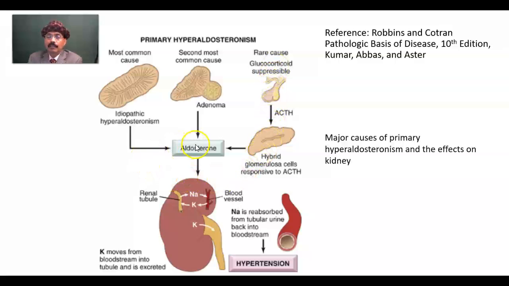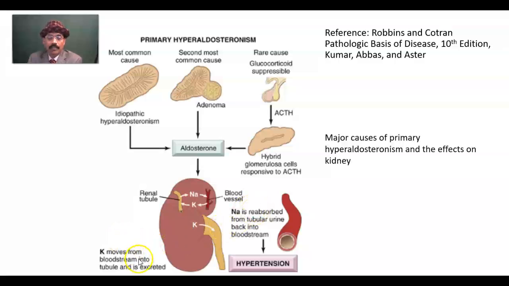Okay, aldosterone high, what will happen? Sodium and potassium handling will be altered. Sodium will be absorbed, potassium will be released. Potassium is released here. Sodium is reabsorbed from tubular urine back to the bloodstream. Sodium doesn't go alone, it goes along with water, so there will be excessive body water and increased extracellular fluid volume.